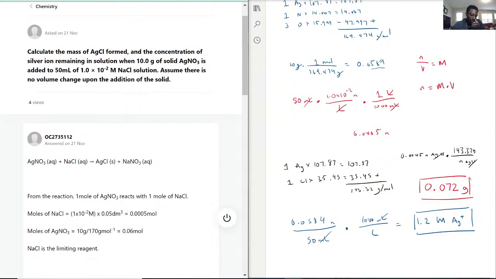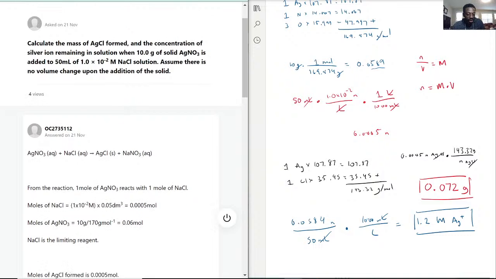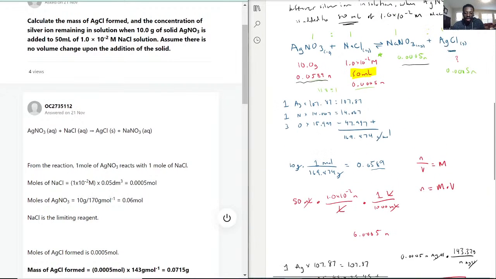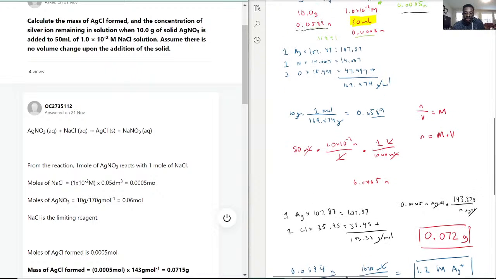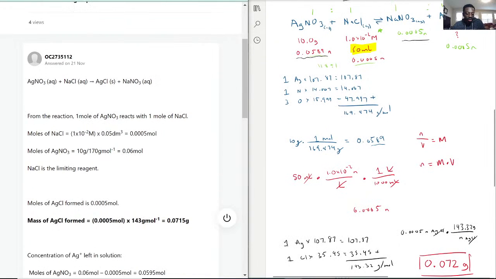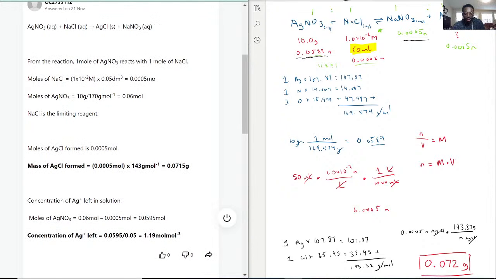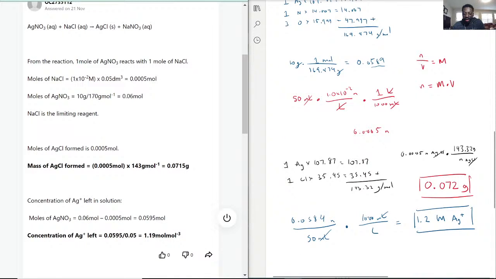Okay, so with that being said, let's see how we did. Exactly, sodium chloride was definitely the limiting reagent, because this number dwarfs it. And exactly the mass of silver chloride formed, they did get 0.0715, okay, which is, yeah, we got it rounded.